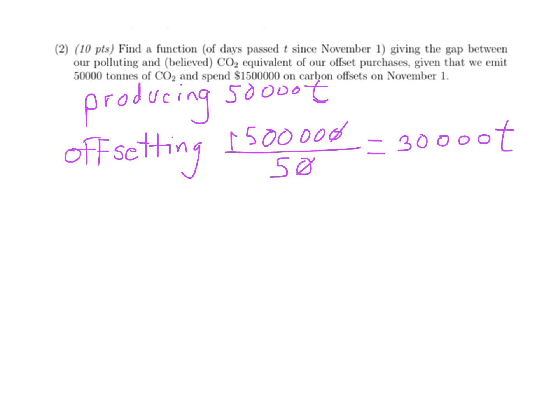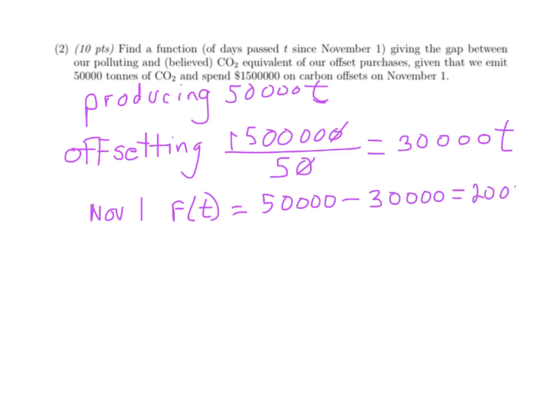And so on November 1st, if we want a function for the gap between them, the gap would be, we're producing 50,000 and we are offsetting 30,000, so there would be a 20,000 ton gap.